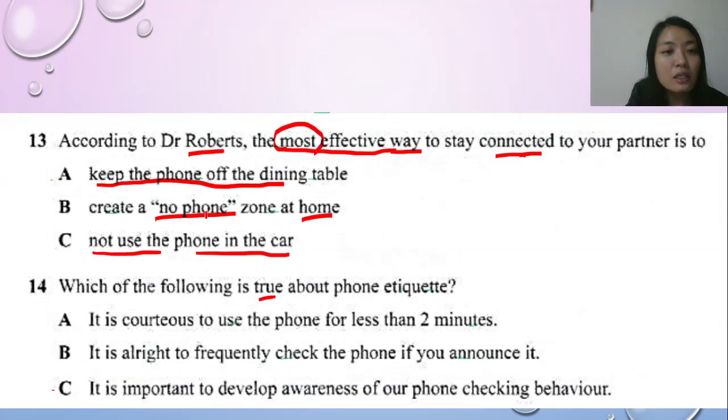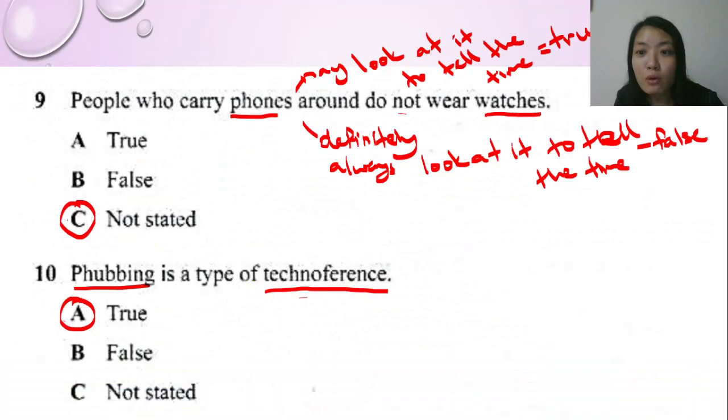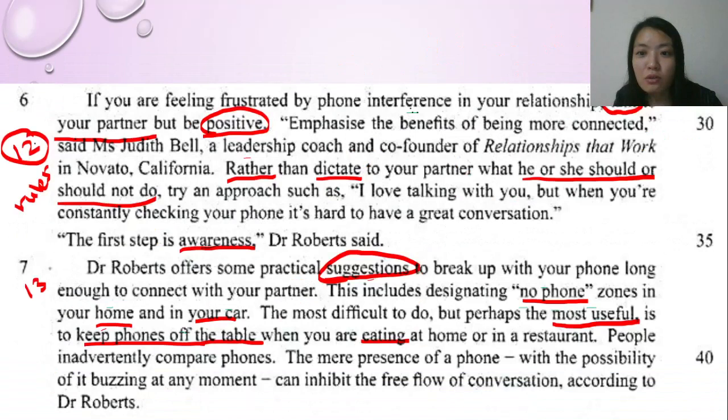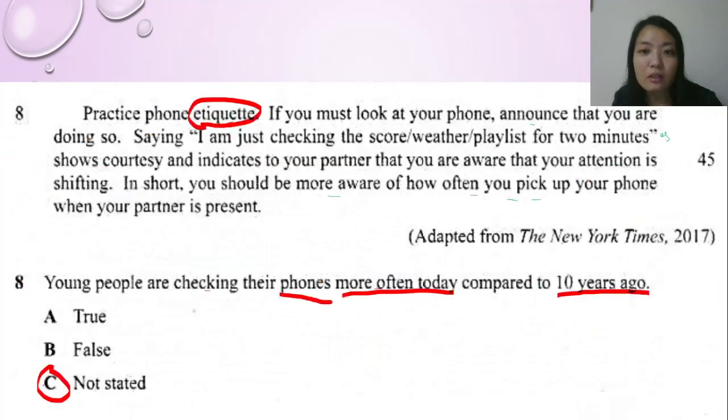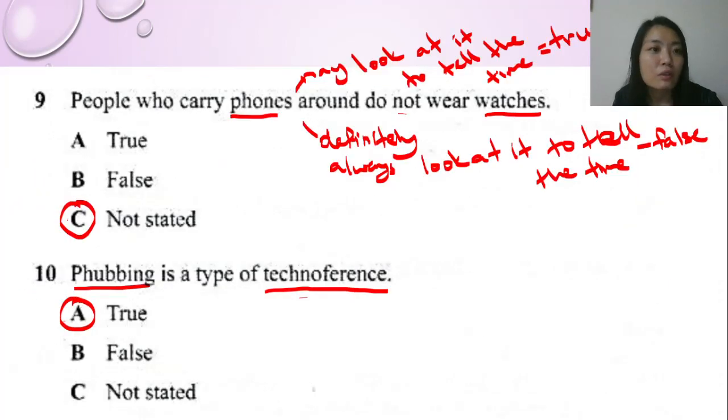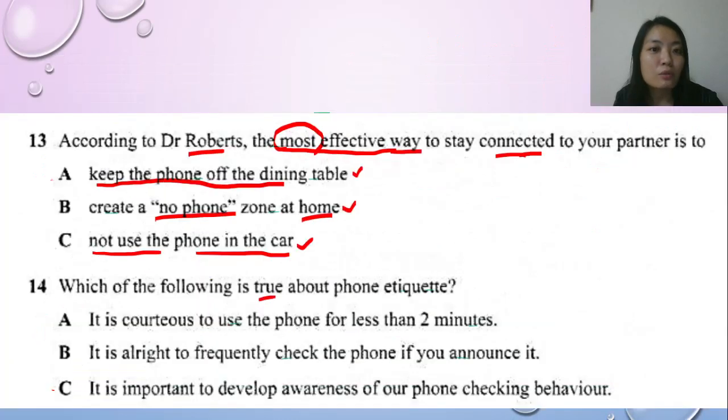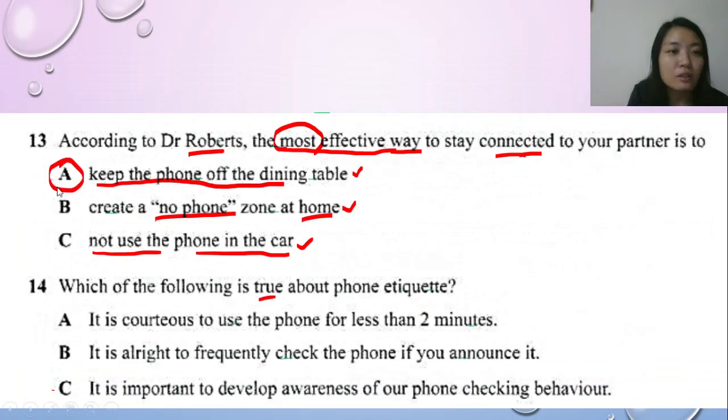So earlier it says no phone. This is correct. This is correct. And then this is also correct. But you want the most one. And then just now in the text, you have the word the most. So this is probably the answer over here. Same one, most, is for when eating. So my answer is going to be A. Keeping the phone off the dining table.